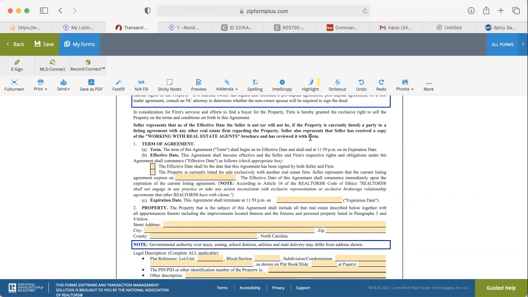And then it also says that the seller agrees that they have received a copy of the Working with Real Estate Agents brochure and have reviewed it with the firm or the representative of the firm, which would be you.